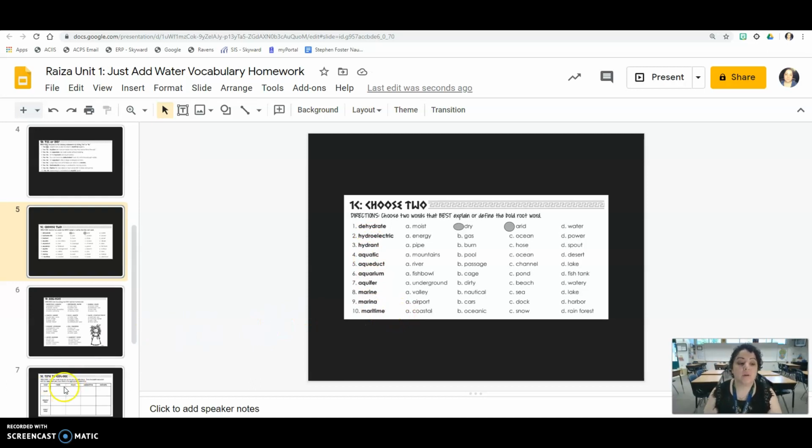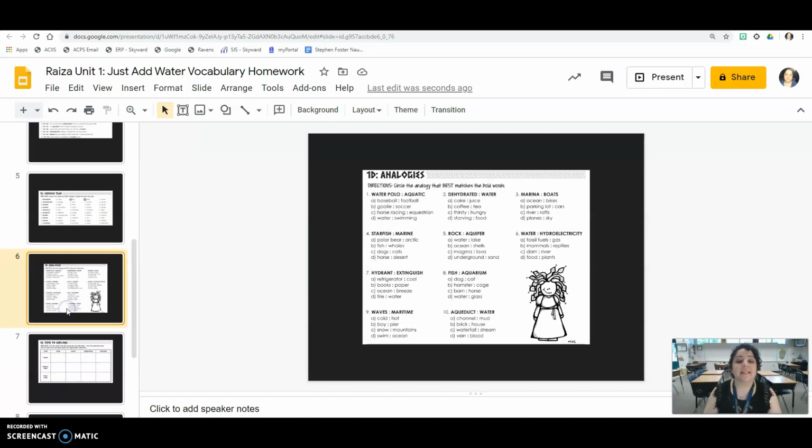It is also reasonable on Wednesday for students to complete the analogies. The analogies are the hardest part of the vocabulary, so they may need assistance and they might ask you your opinion, but they need to feel comfortable about understanding word relationships. So when I look at number 1, water polo is related to aquatic. Well, I know aquatic has to do with water, and water polo is specifically a sport in the water.